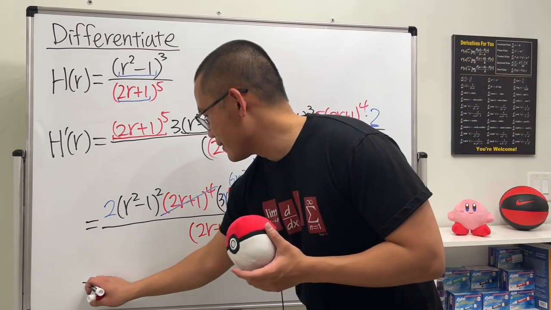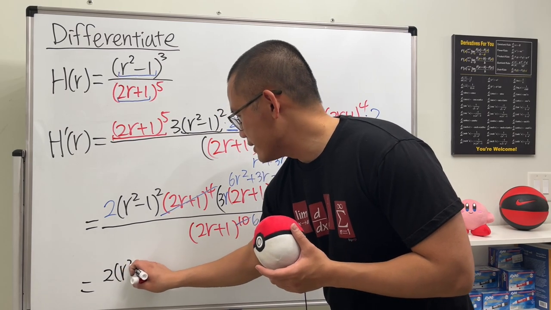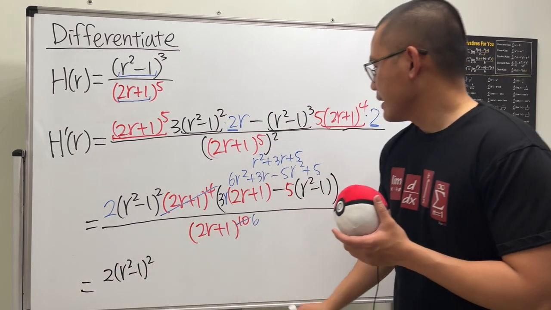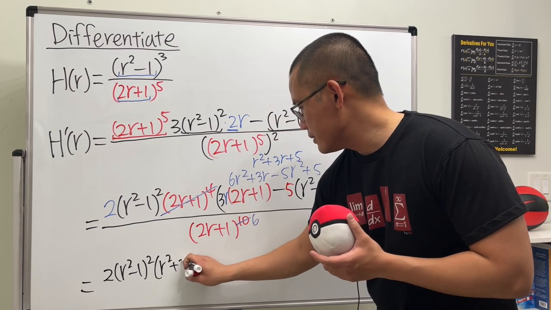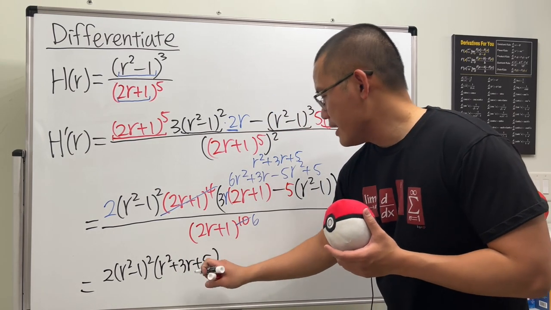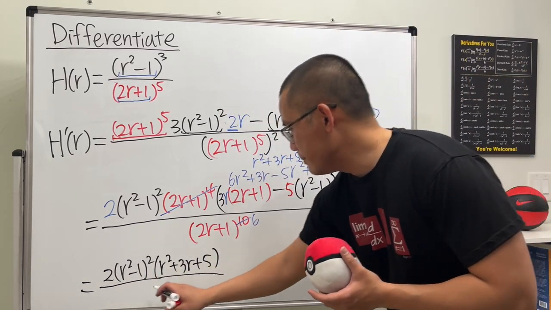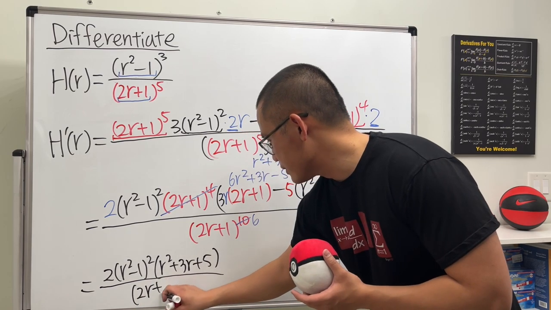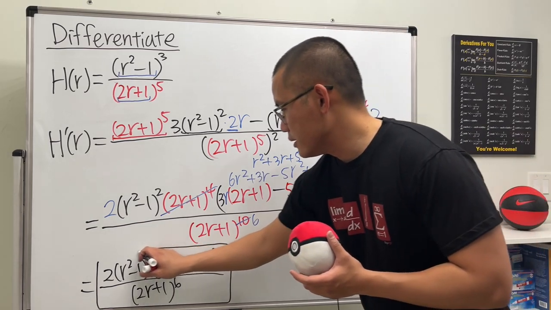I'll just write down the final answer for you guys. So finally, we have 2 times (r squared minus 1) squared, and then we have all that, which is r squared plus 3r plus 5, and all divided by 2r + 1 raised to the 6th power, and this is it. Now do it.